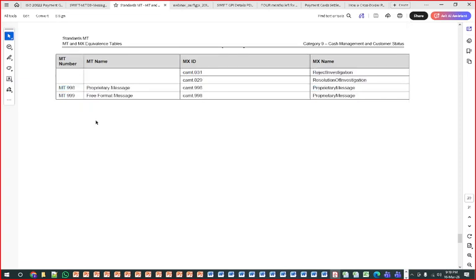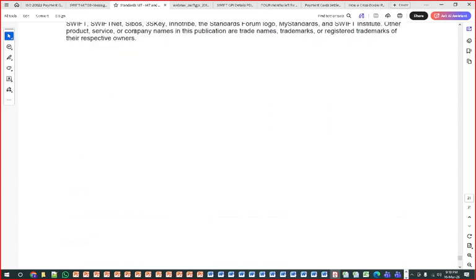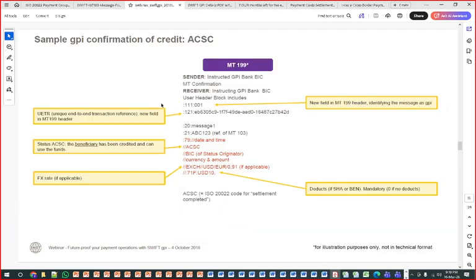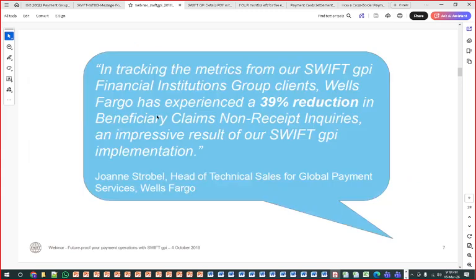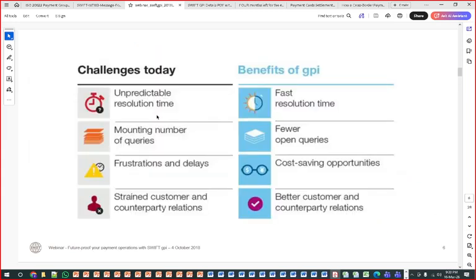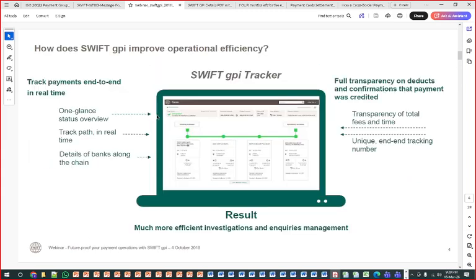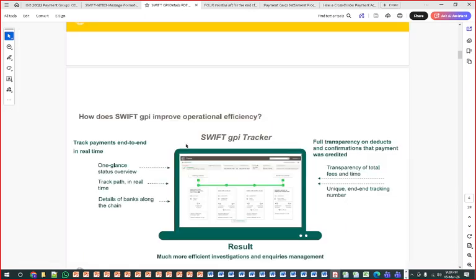There are so many messages. Okay, this is also in our bucket list to complete. While learning this, there are some products given by Swift. One of them is called Swift GPI, Global Payments Innovation. This is a very important product which is mostly asked about in interviews, whether you have worked on it. So I am also going to walk you through this Swift GPI product, which is used for tracking the payment and understanding whether the fees and charges are correctly deducted or not. There are many aspects of this.